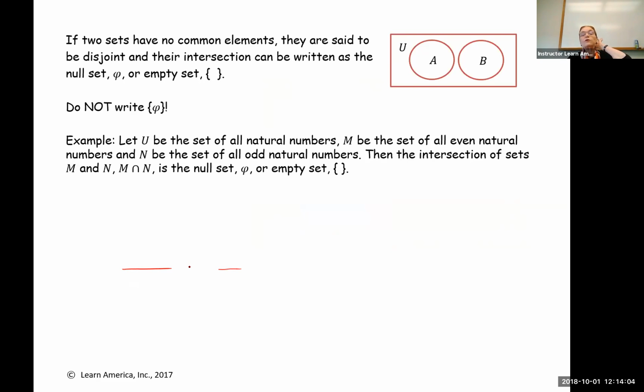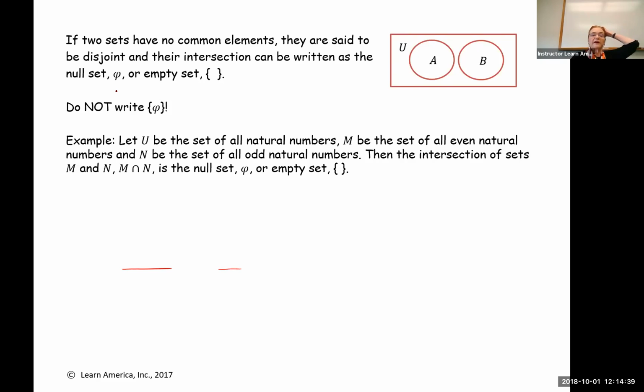Now, if sets have no common elements, they're said to be disjoint, and their intersection is said to be empty. We call the empty set, a set with nothing in it, also the null set, which is actually the Greek letter phi. A common error is to write set notation with phi inside. Don't write the empty set that way. It's wrong, because what that says is that we have a set and it contains something. It contains the empty set. So we do not write that. We write only open brackets for empty set or the Greek letter phi.